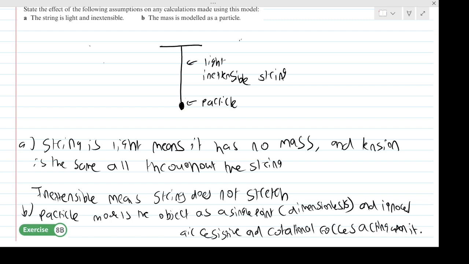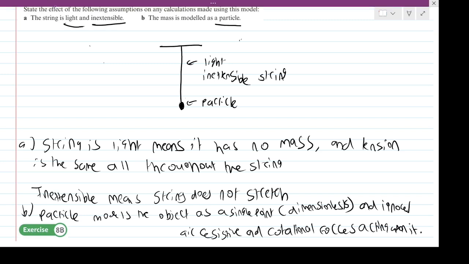And so there we are. Those are what the assumptions mean. So the question is just getting at, explain and just recall, what do these assumptions mean? Light, inextensible string, and a particle. Those are what they mean, which we went over.